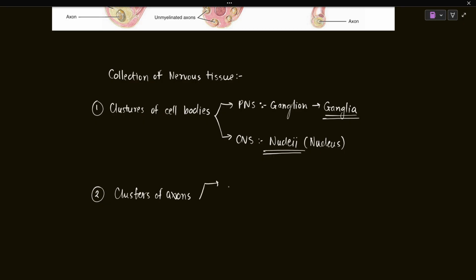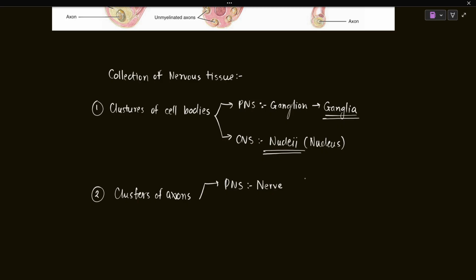If that cluster is found in the peripheral nervous system, then we call it a nerve. A neuron is a single cell, and neurons are the cells. When the axons of the neurons come together, they form a nerve. Nerve fibers means that the axons of the neurons are coming together and forming a bundle, a cluster in the peripheral nervous system. So we have cranial nerves and spinal nerves. Basically, they are not the cell body; they are just the axonal part of the neuron. I hope that is clear.